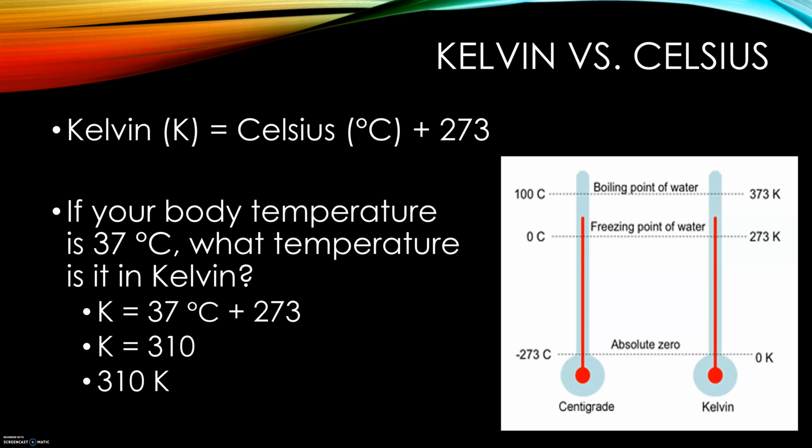For example, if your body temperature is 37 degrees Celsius, what temperature is it in Kelvin? We can refer to that equation above, saying that the difference is 273. So the Kelvin temperature would be 37 degrees Celsius plus 273, giving us 310 Kelvin. Hopefully that made sense.